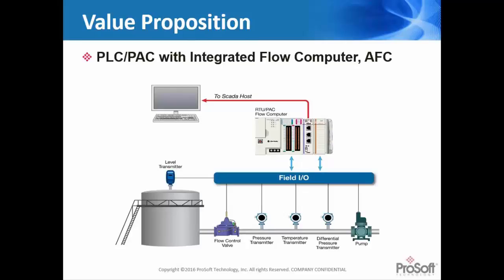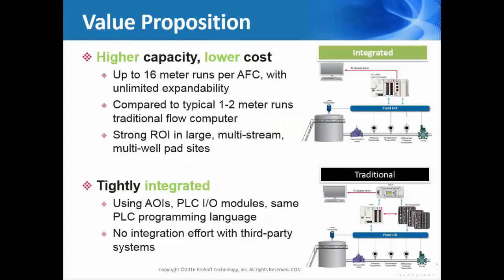With an integrated system, you have higher capacity at a lower cost. An AFC generally runs in the ballpark of $3,000. We've had customers who had to buy traditional flow computers for a cost of anything from $10,000 to $40,000 just for a flow computer. And typically, traditional flow computers have limited capacity as well. Each flow computer might support 1 to 2 meter runs. I've seen up to 4 meter runs in a flow computer. The AFC, on the other hand, supports up to 16 meter runs.